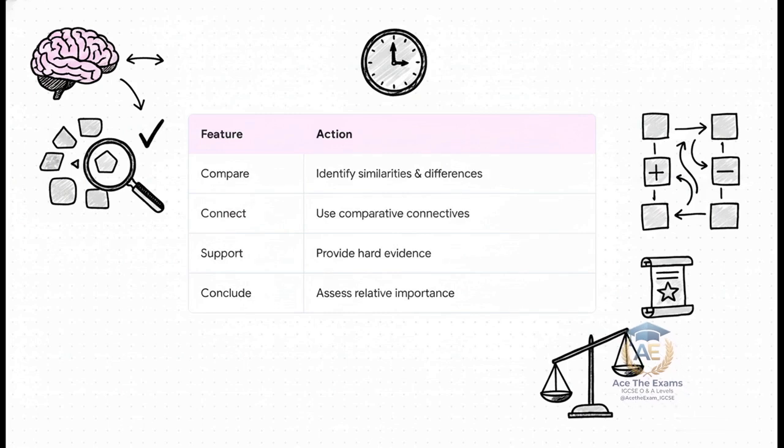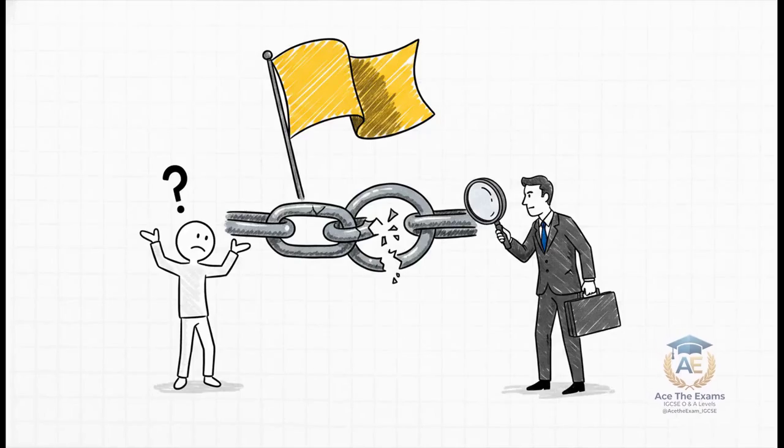You've got to identify the similarities and differences, use comparative connectives, support it all with hard evidence, and draw meaningful conclusions. If you can't mentally extract that framework in the first 30 seconds, you're going to get lost in the weeds. Now for Challenge 2, spot the penalty.